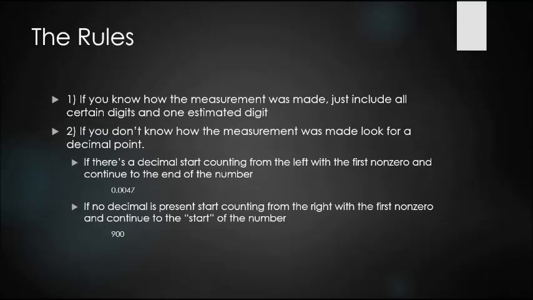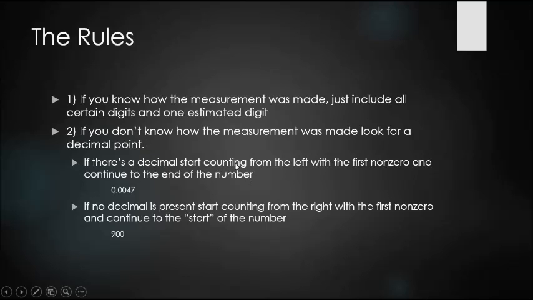There are some easy rules to follow. So first off, if you know how the measurement was made, you took it yourself or your lab partner did, whatever, just include all the certain digits and the one estimated digit, and you're done. You'll have the correct number of significant digits. You can count them if you like, but it's really not that important.